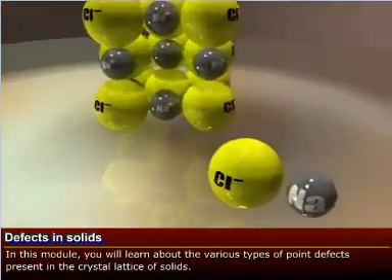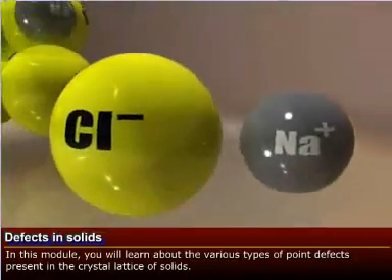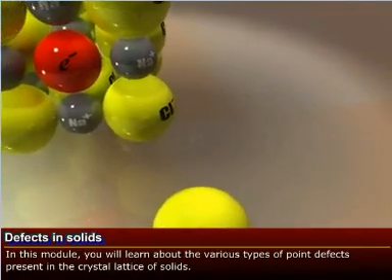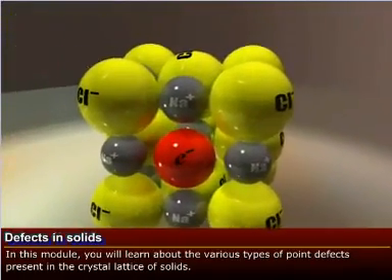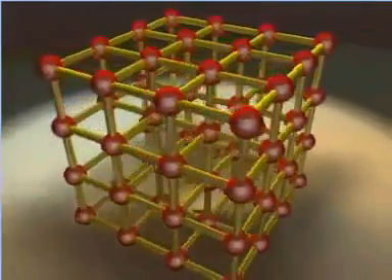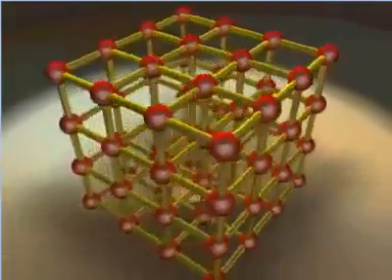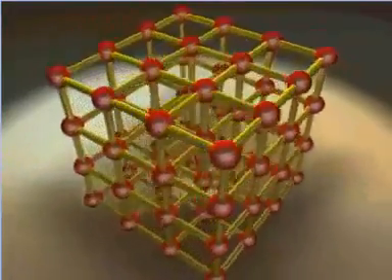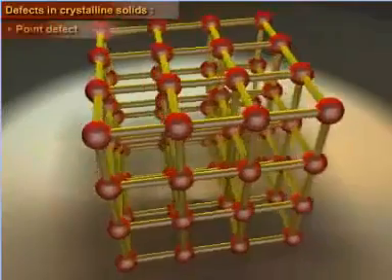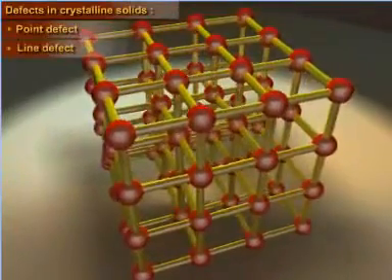Defects in solids. In this module, you will learn about the various types of point defects present in the crystal lattice of solids. Crystalline solids have a regular arrangement of the constituent particles. However, this regular arrangement is sometimes interrupted by certain defects in the crystal, such as point defects and line defects.